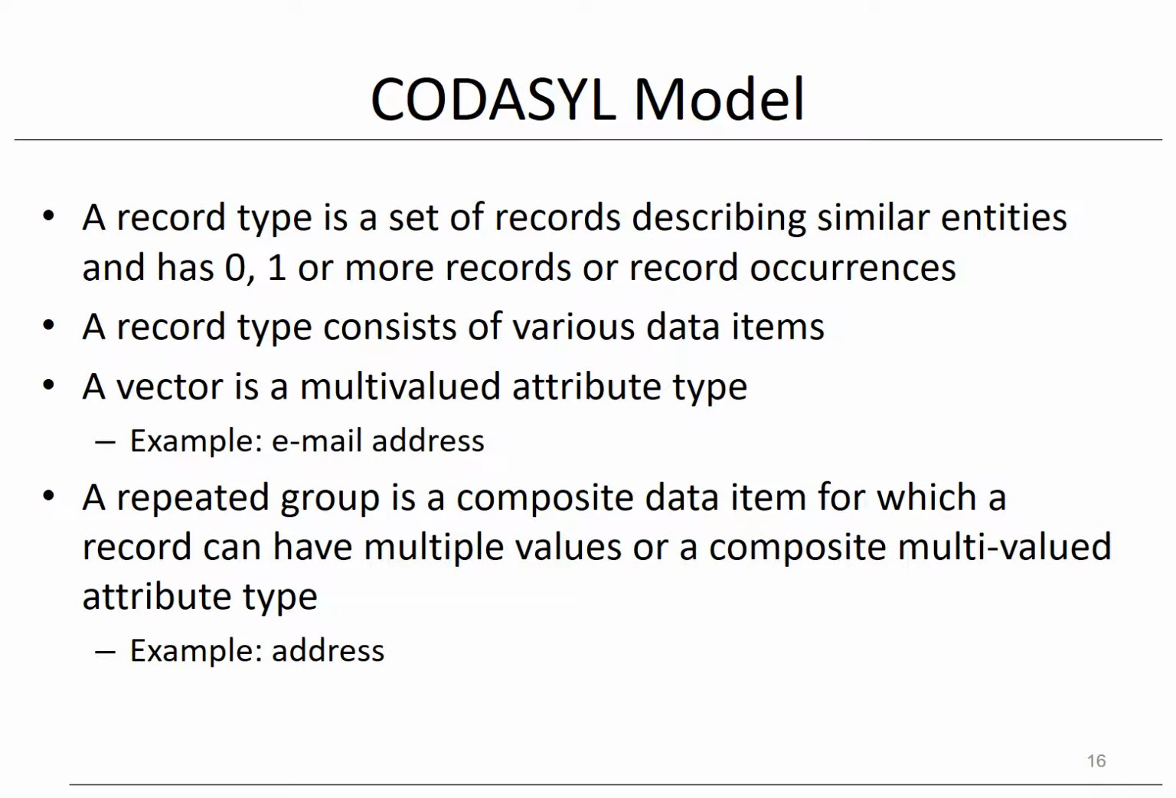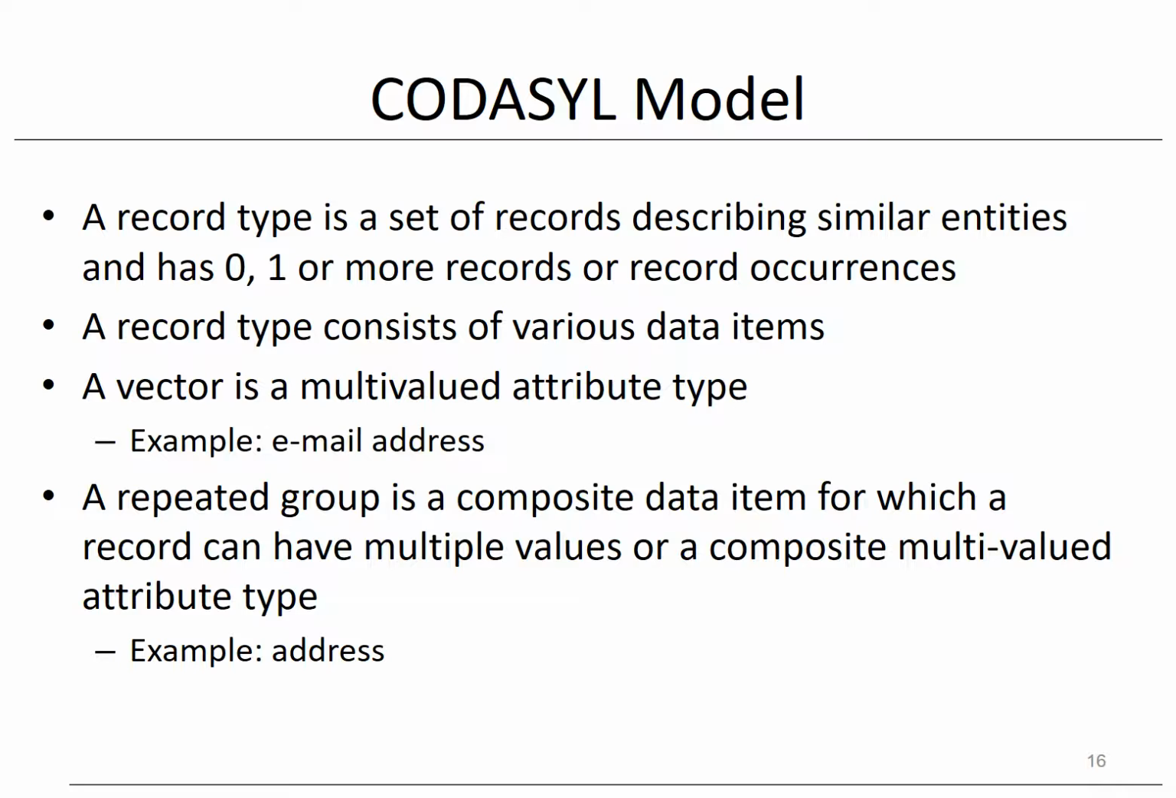Just as in the hierarchical model, a record type is a set of records describing similar entities. It has 0, 1, or more records or record occurrences. It consists of various data items. As an example, a supplier record type can have data items such as supplier number, supplier name, etc.